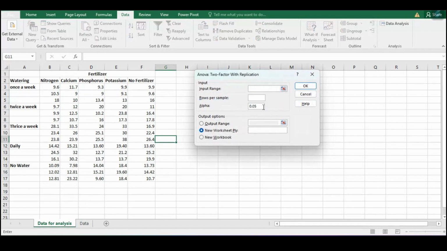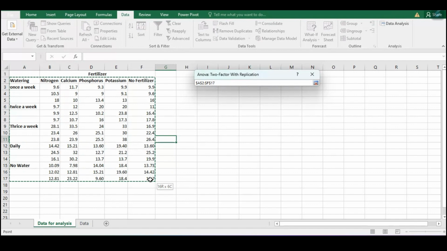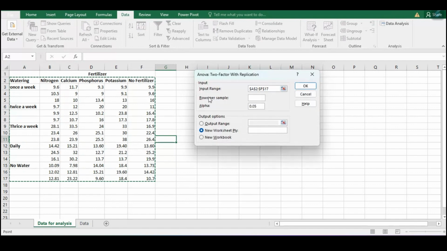So once you've clicked OK, then you go to input range. In the input range, we select all the data sets here. Then the other question that comes here is rows per sample. So how many rows per sample? In other words, we are asking what is the replication? How many times has the data been replicated? You'll see that per sample, the first sample here is once per week across all these fertilizer levels. How many are they? It is 1, 2, 3, 1, 2, 3, 1, 2. So you put here 3.